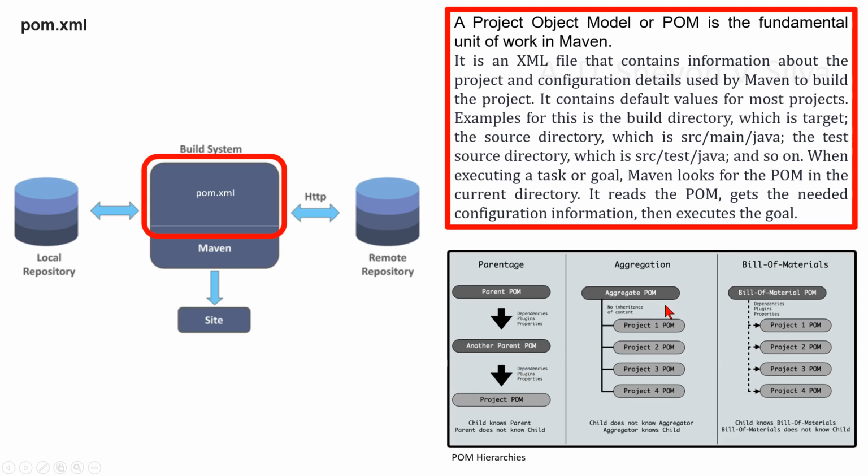Aggregator pom. The aggregator pom, also known as reactor pom, can sequence the build of many projects. An aggregator pom specifies all the projects that can be built and managed together. The child poms remain unaware of the aggregator poms that invoke them. A child pom can be listed in more than one aggregator pom.